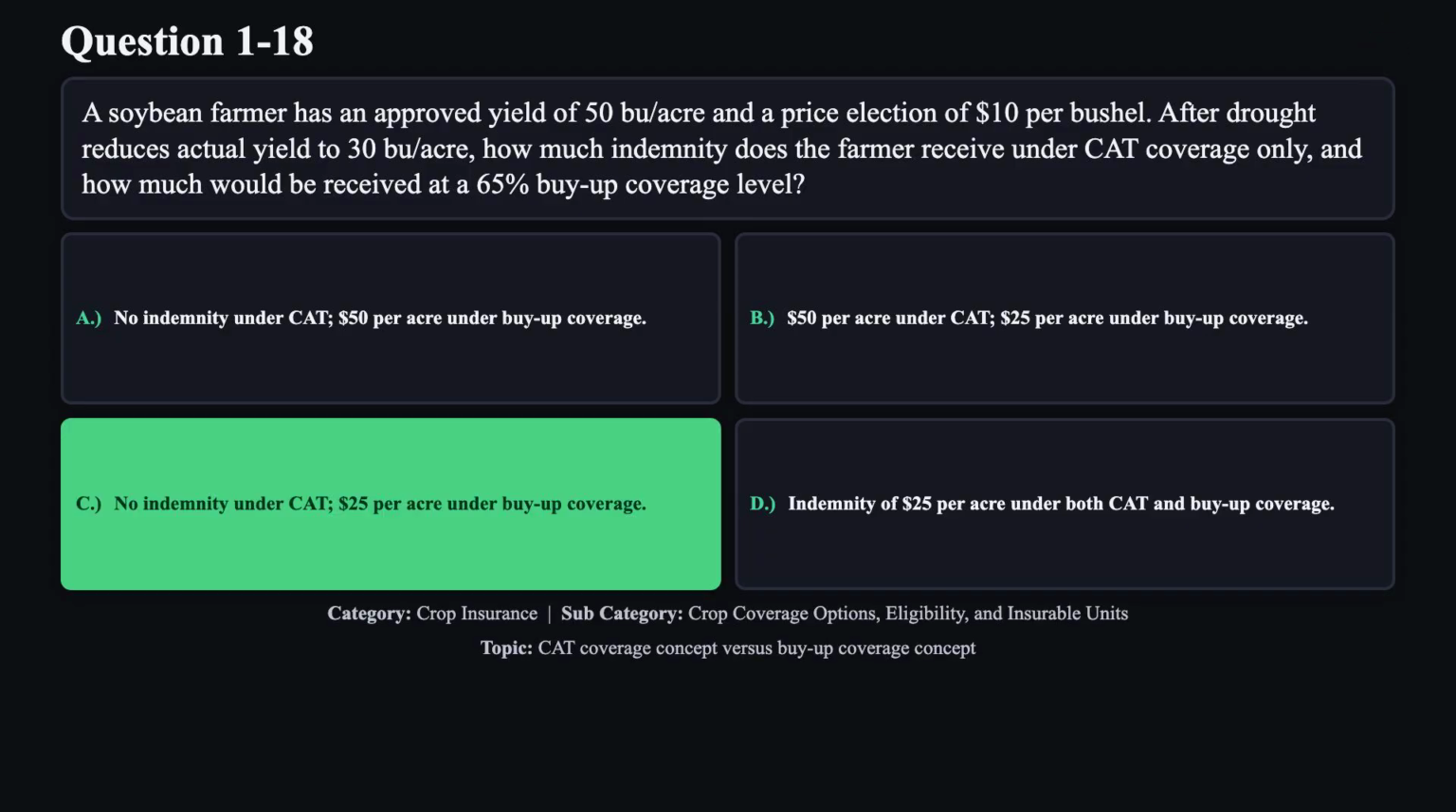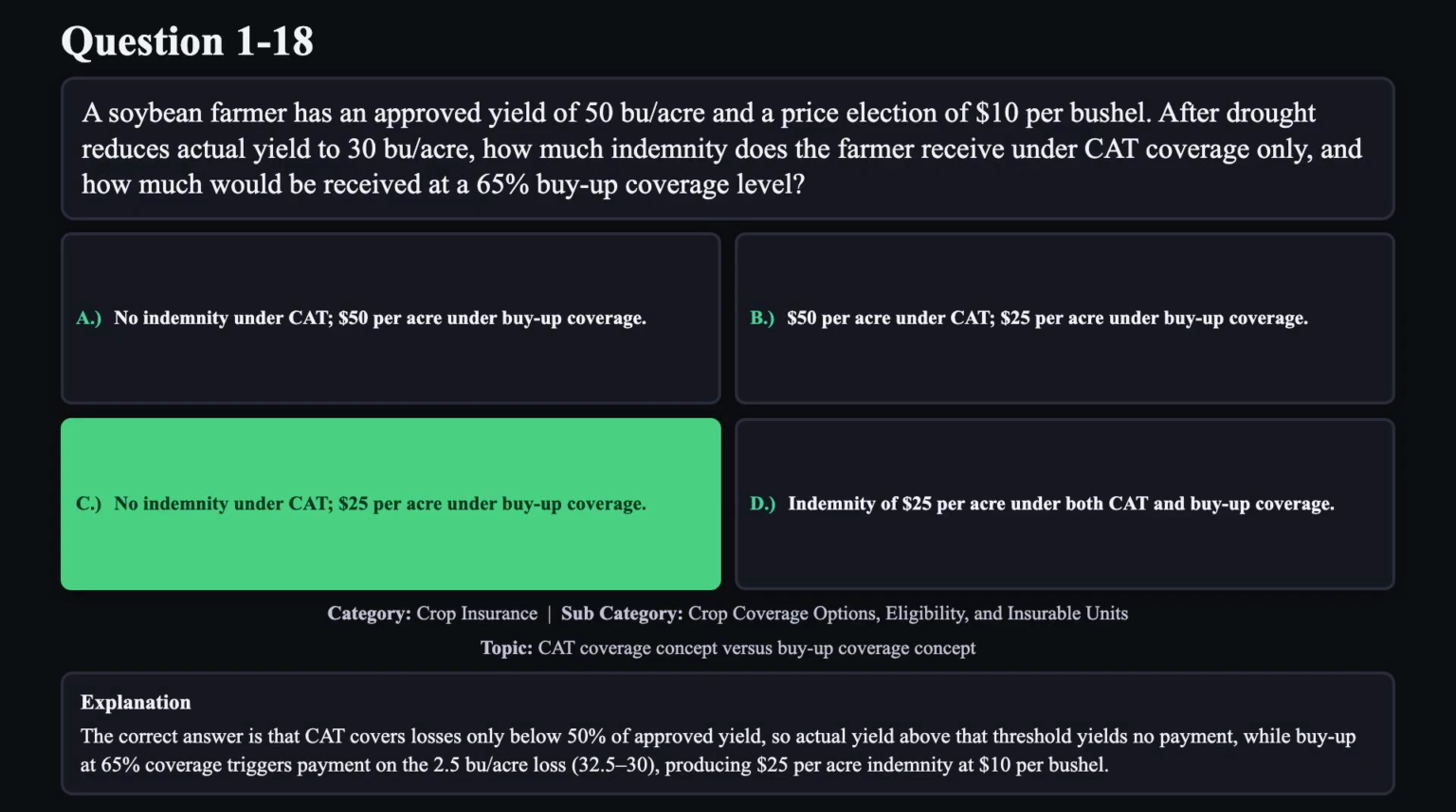The correct answer is C. The correct answer is that CAT covers losses only below 50% of approved yield, so actual yield above that threshold yields no payment, while buy-up at 65% coverage triggers payment on the 2.5 bushels per acre loss, producing $25 per acre indemnity at $10 per bushel.